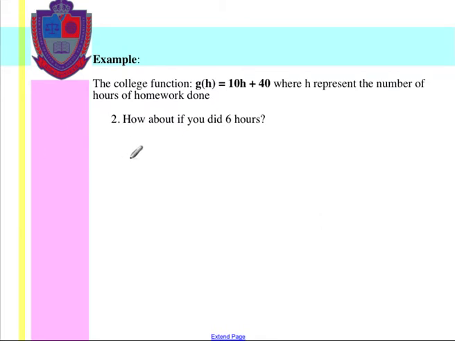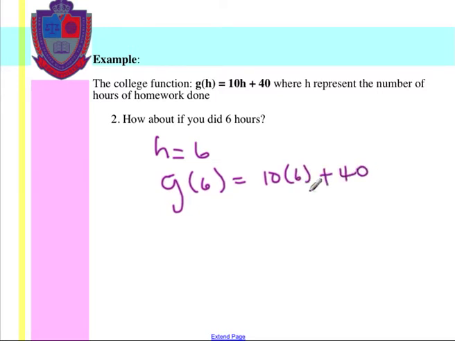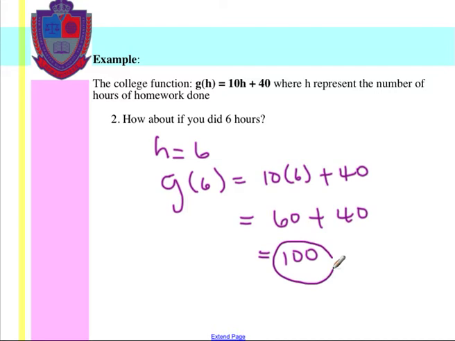Perfect. Let's see. What if you did 6 hours of studying? So in this case, h is 6. I'm going to substitute. So instead of g of h, it will be g of 6. This will be 10 times 6 is 60, plus 40 will be 100. So if you did 6 hours of studying, you're going to get 100.